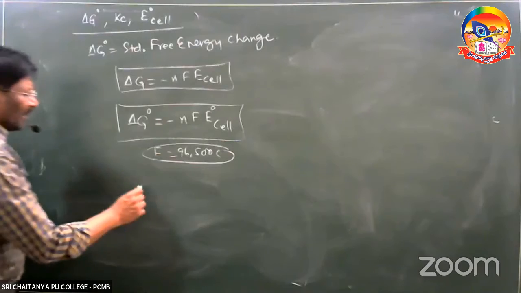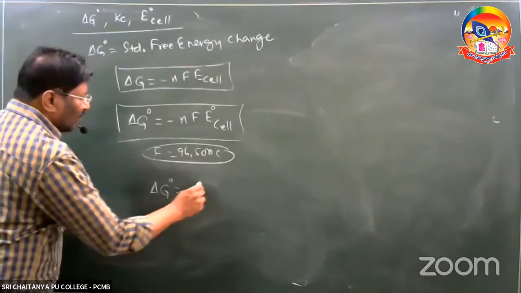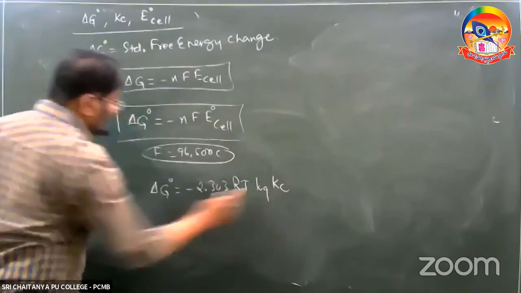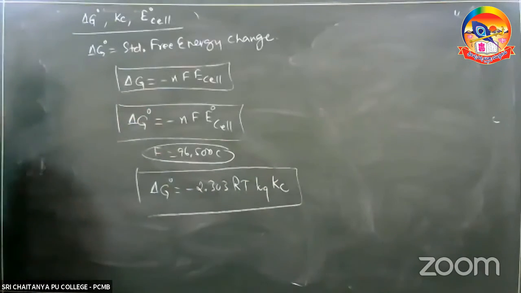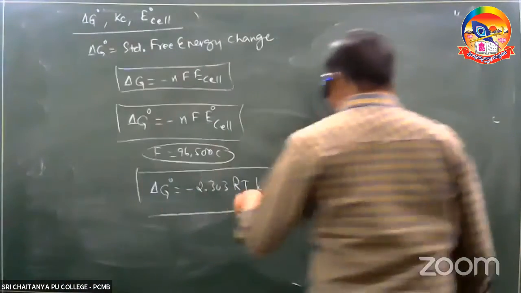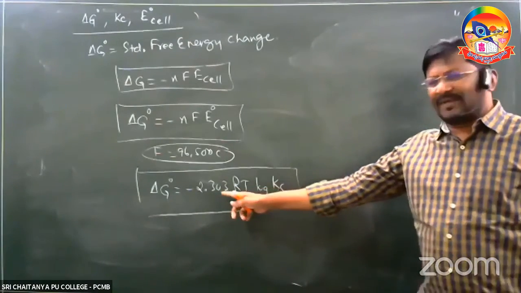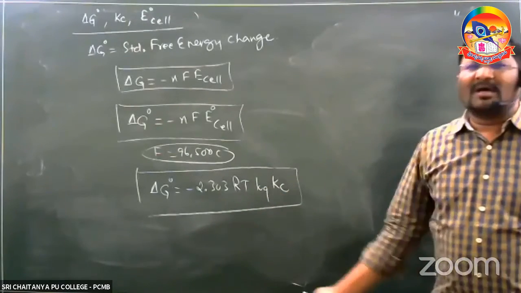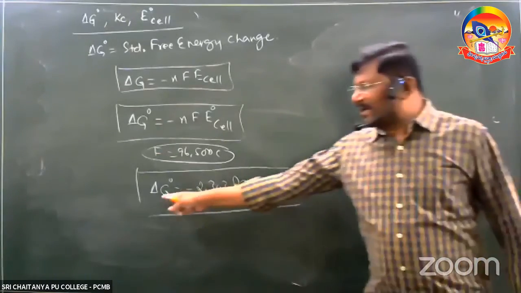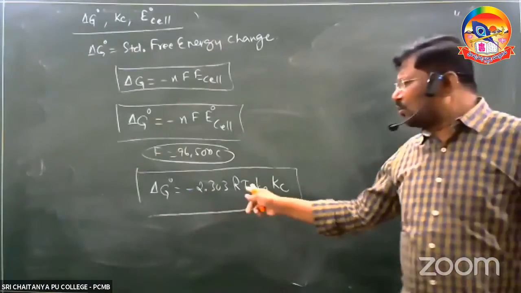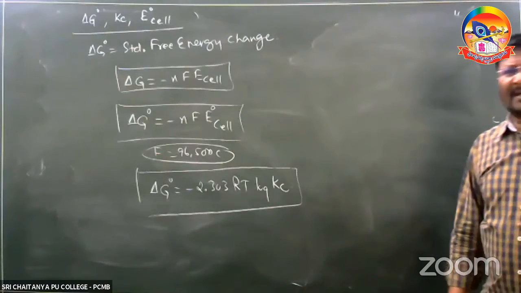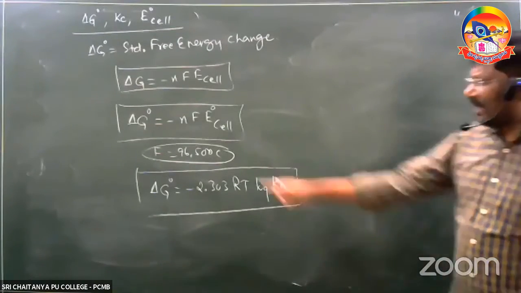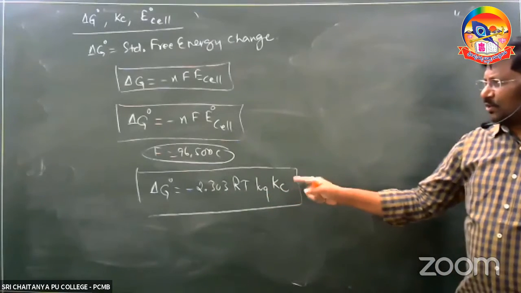And also next one, delta G naught equals minus 2.303 RT log Kc. This is another important formula. Here R value, gas constant value. Free energy change is there, so according to that you have to use the R value, joules or ergs or calories, based on delta G. So delta G naught is equal to minus 2.303 RT log Kc.